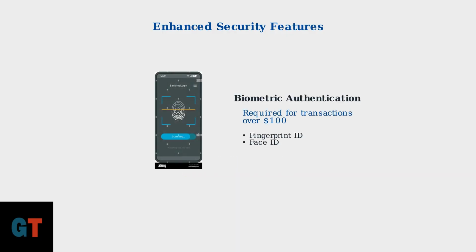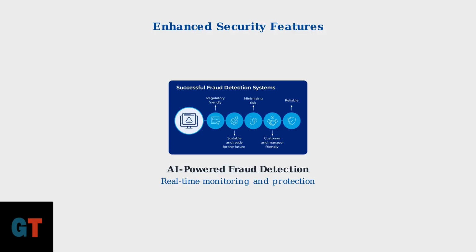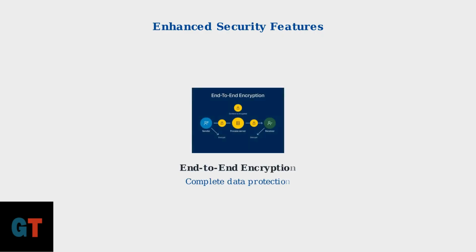Biometric authentication adds another layer of security. For transactions over $100, you'll need to verify your identity using fingerprint or face recognition. Artificial intelligence-powered fraud detection continuously monitors transactions for suspicious patterns, providing real-time protection against fraudulent activity. End-to-end encryption ensures that all QR code data is protected throughout the entire transaction process, from your device to the recipient's account.